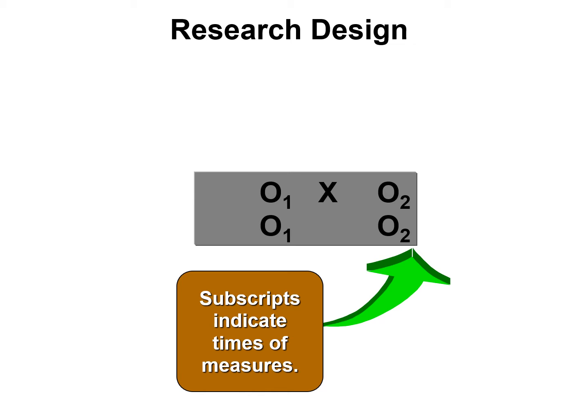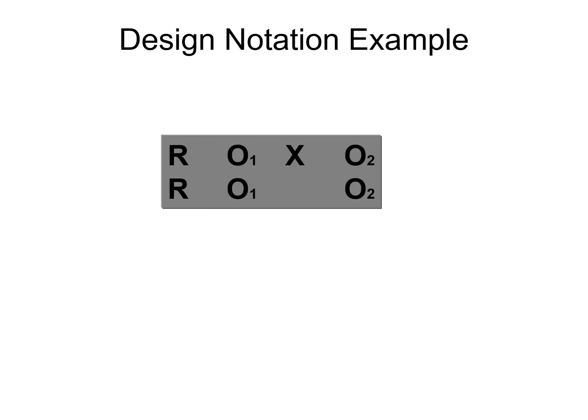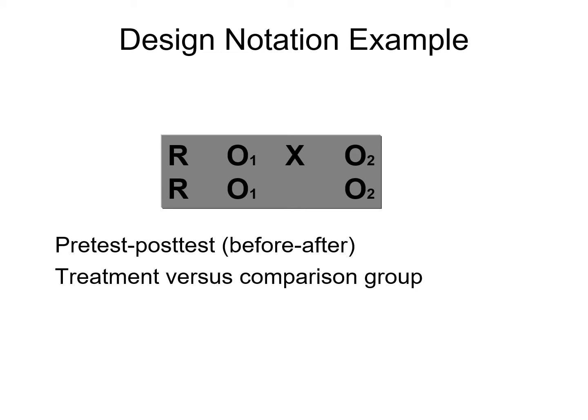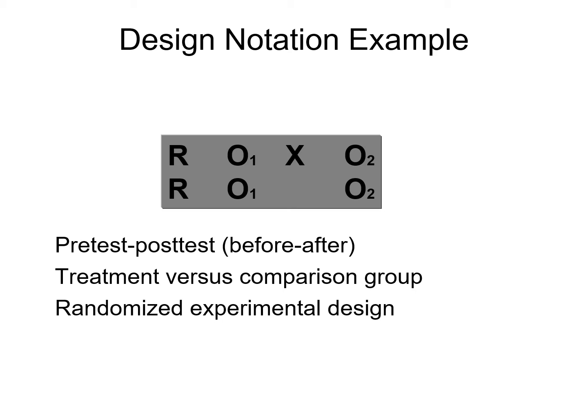And again, the subscripts indicate the time of the measures. So this would actually be a very simple standard experimental design with post-tests and pre-tests. So basically, we are using random assignment, but to make sure random assignment worked, we give them the pretest. We then do the intervention only in the actual experimental group, while the control group does not get the experimental condition. And then we do our DV at the end, our actual observation. So again, this is a pretest, post-test, before and after intervention measurement. Treatment versus comparison group with a randomized experimental design. This is how we would note it using this design notation.